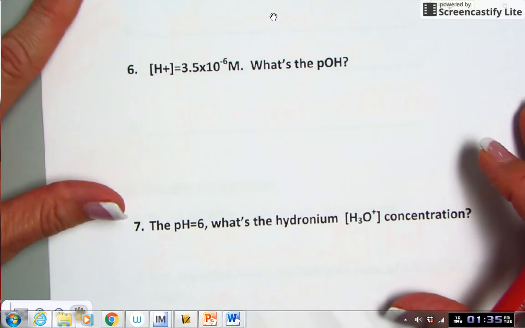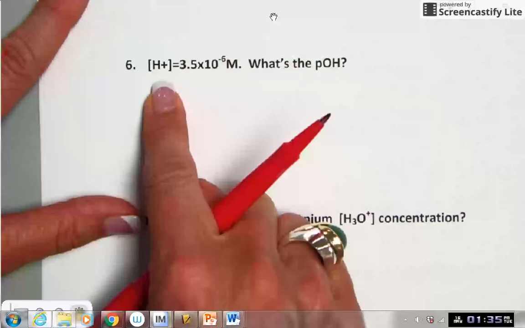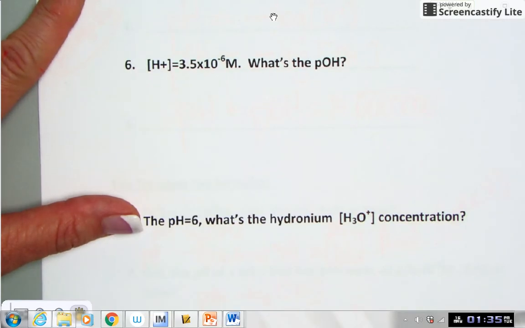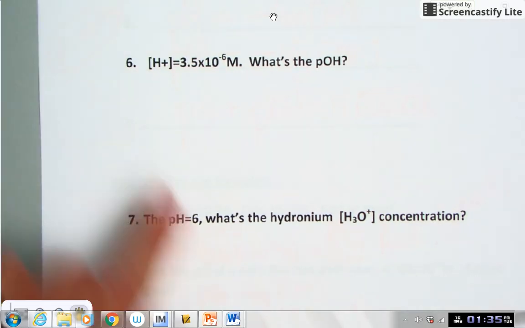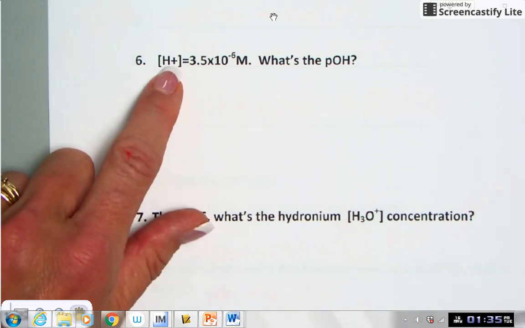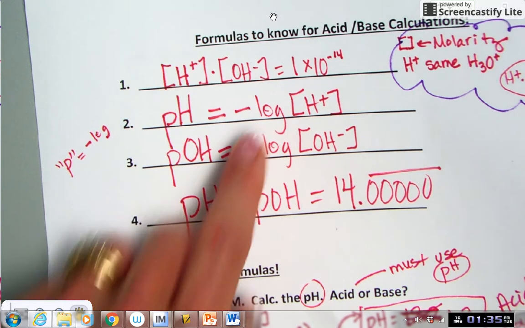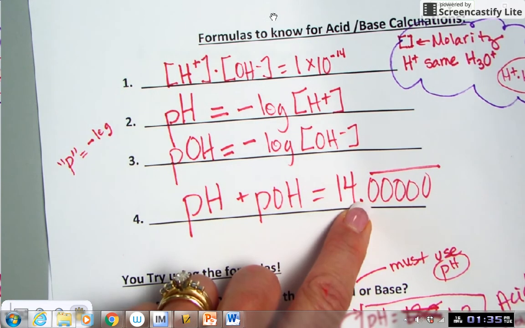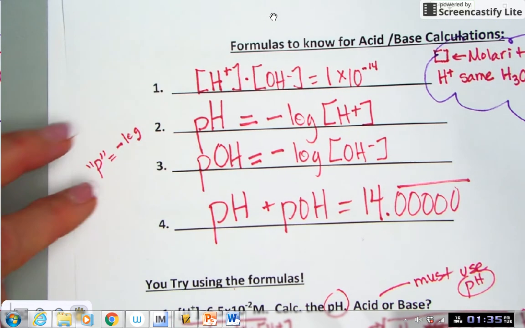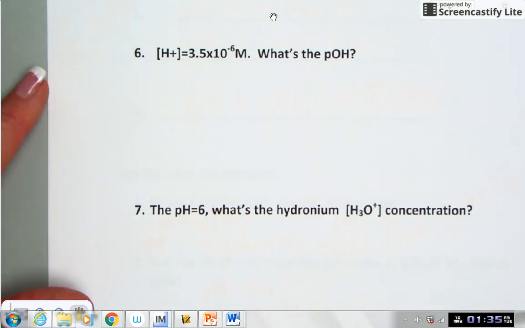All right, let's look at example 6, because in this example we're going to have to use 2 different formulas to work it out. There's a couple of options here. Since they give us the H+, and we want to find the pOH, we could take the negative log of H+ first using formula 2, and then once we get the pH, we can subtract from 14 and get our pOH. But you could alternatively use formulas 1 and 3. I'm going to do it both ways just because I want you to see how to do it both ways.